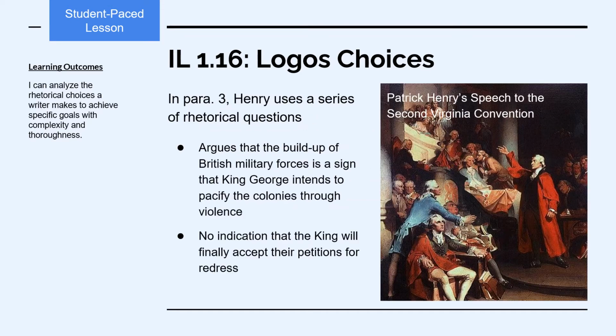Here's an example of a logos choice that we've already seen from Patrick Henry's speech to the Second Virginia Convention. There in paragraph 3, Henry uses a series of rhetorical questions to argue that the buildup of British military forces is a sign that King George intends to pacify the colonies through violence. This is a logos choice because Henry is making an argument.